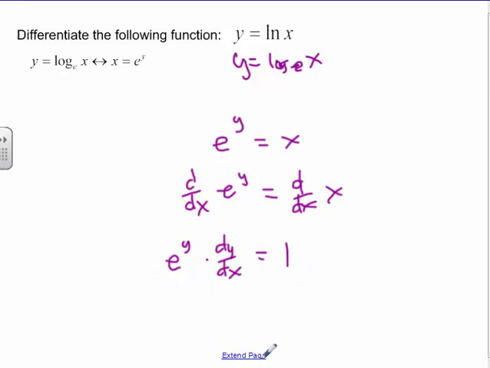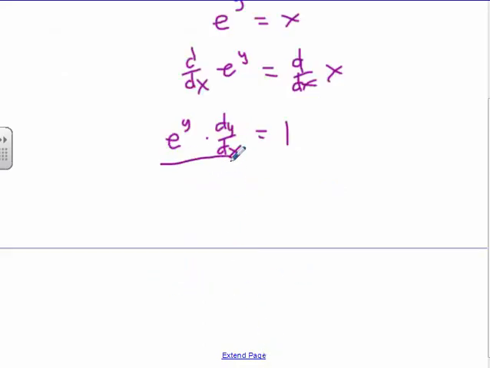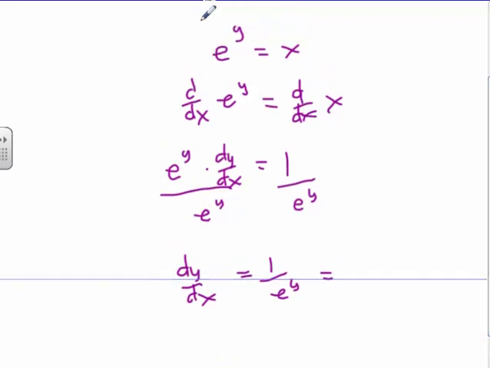Well, now I want to get my dy over dx by itself, so I'm going to divide by e to the y, and you end up with the derivative of 1 over e to the y. However, e to the y, if you look back up here, was actually equal to x. So your derivative is 1 over x. There's the proof for how this was created.